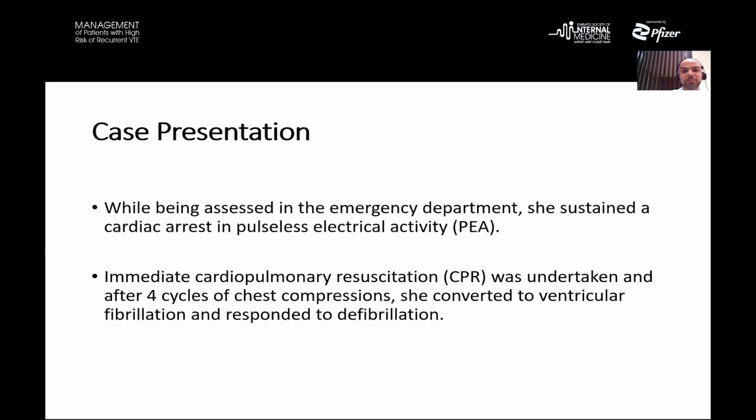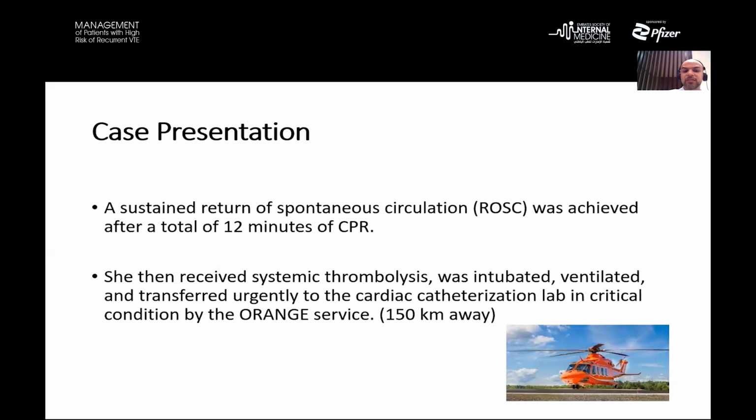However, before the transfer, the patient had a sustained cardiac arrest in the form of pulseless electrical activity, and immediate cardiopulmonary resuscitation was undertaken for 4 cycles of chest compression. Then she required defibrillation. A sustained ROSC was achieved after 12 minutes of CPR, for which she received systemic thrombolysis, was intubated in that hospital, ventilated, and transferred urgently to the cath lab in my hospital by the Orange service, which is the medical helicopter. The distance between the hospitals is around 150 kilometers.